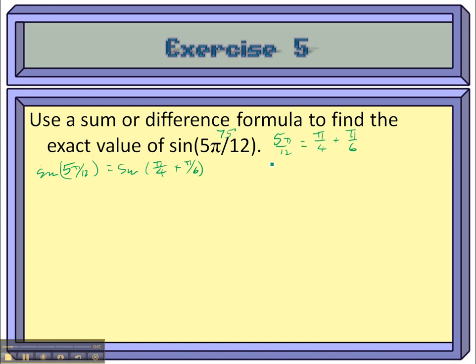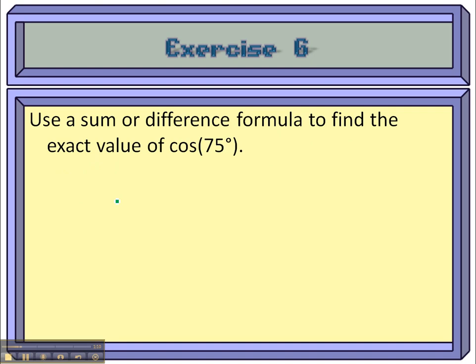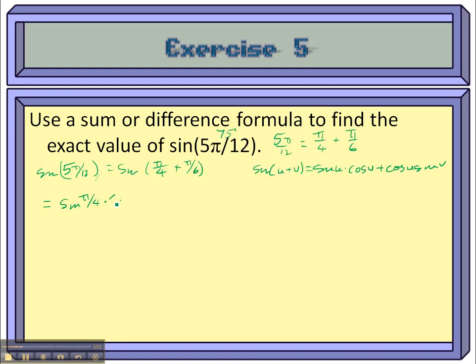As a reminder, the sum formula for sine is the sine of u plus v equals sine u cosine v plus cosine u sine v. They switch. Okay, so this should be equal to the sine of pi over 4 times cosine pi over 6 plus cosine pi over 4 times sine pi over 6.